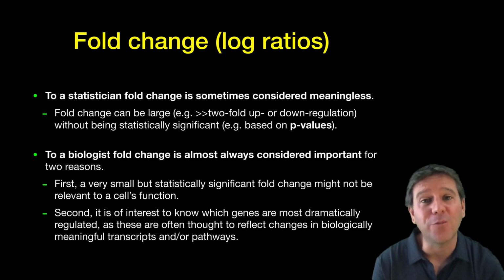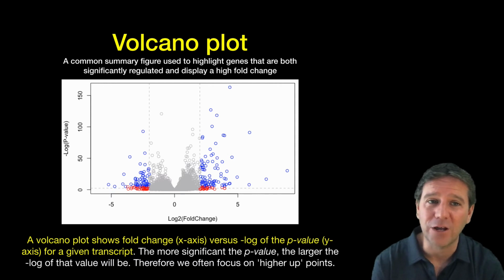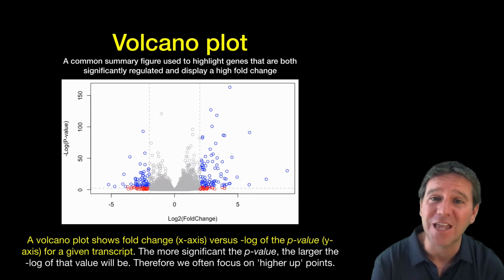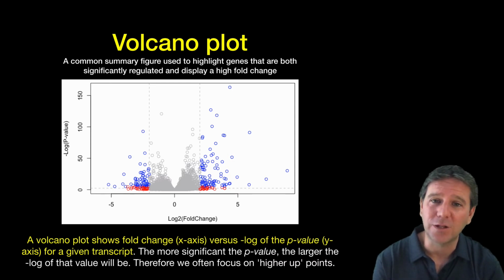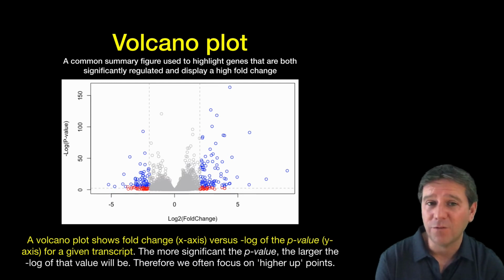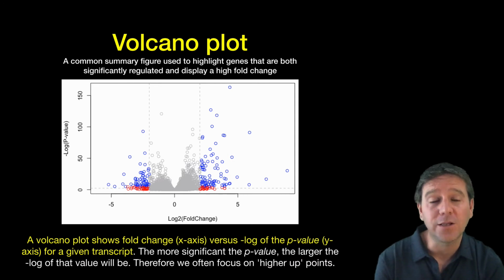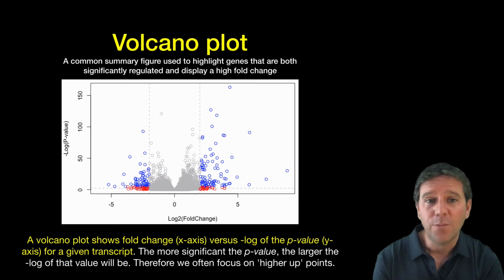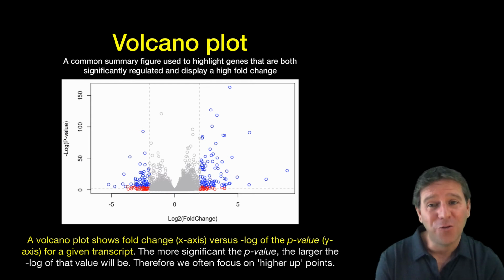So we'll show both fold change and significance together in plots like this one, sometimes called a volcano plot. This is a common summary figure used to highlight genes that are both significantly regulated and display high fold changes. So each point here in this plot, we'll make these plots ourselves from the raw data up. Each point is an individual gene, and what we're plotting here is its fold change along the bottom axis. So further from the middle, that 0 point where there's no change, of course, means there are higher expression changes, either up in the positive direction or down in the negative direction.